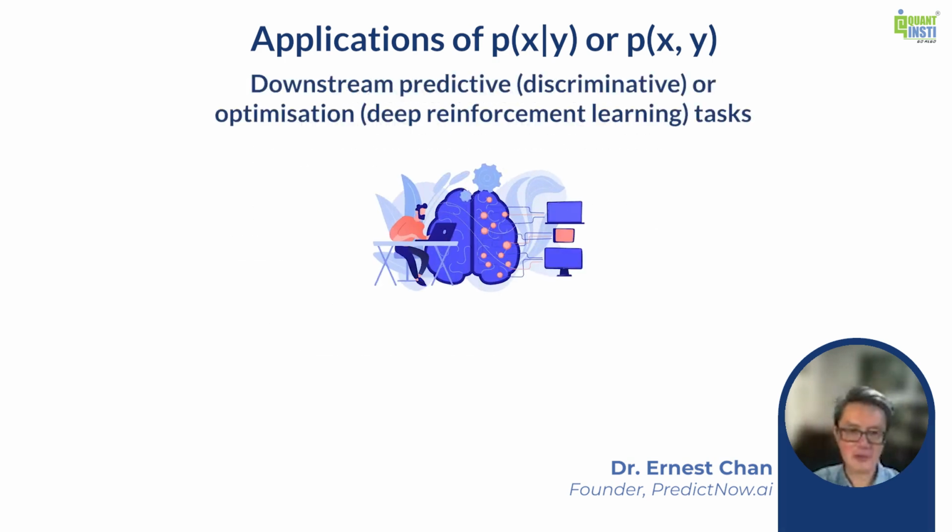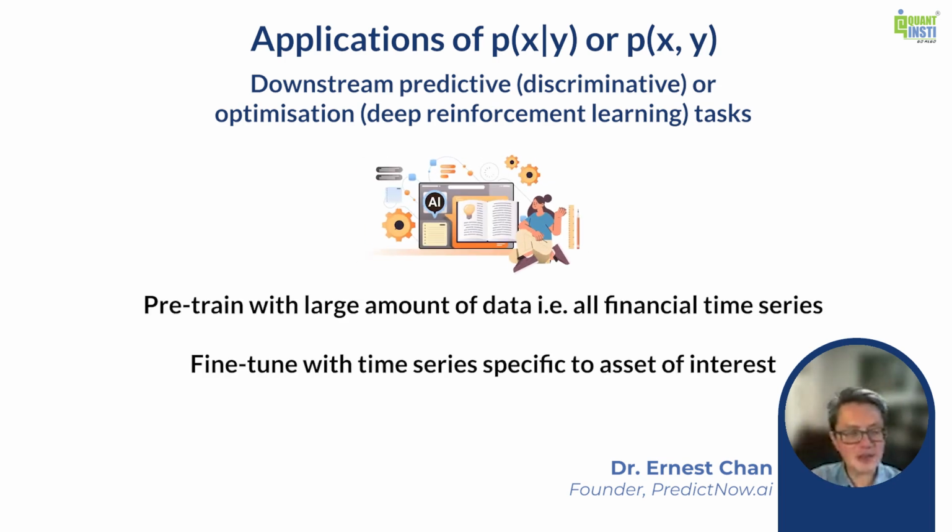For example, using deep reinforcement learning to optimize your trading strategy or optimize your portfolio capital allocation. The procedure typically is you first pre-train your model with a large amount of data. That is the beauty of GenAI, that you can do this pre-training on data that may not be immediately relevant to you.